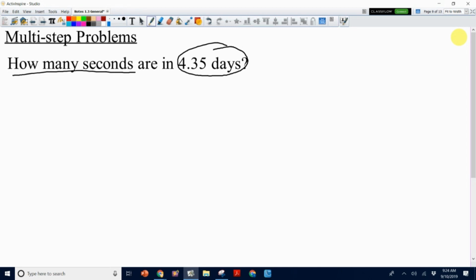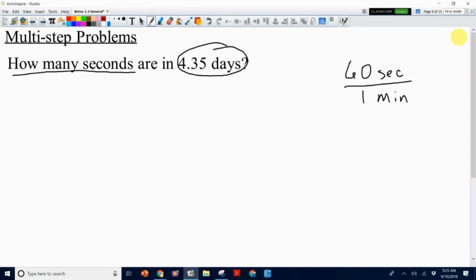Well, first let's do our conversion factors. So we need to get from days to seconds. Do you know of an equivalency where you know how many seconds are in a day? I don't. But you know what I do know? I know how many seconds are in a minute. So we have 60 seconds is equal to 1 minute.